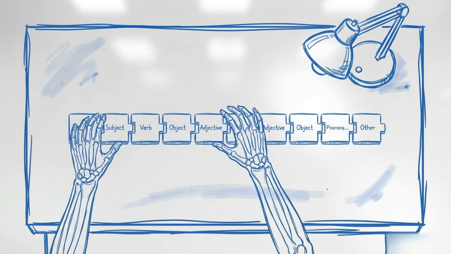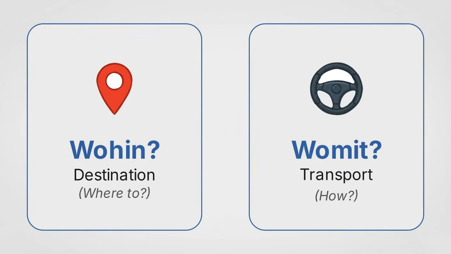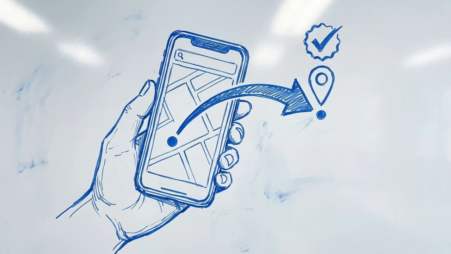By the end of this video, you will have a formula to construct sentences that answer two practical questions. Wohin gehst du? Where are you going? And womit fährst du? How are you getting there? The engine that controls all of these travel sentences is the dative case, or dative. Mastering this application of the dative case allows you to communicate travel plans with grammatical accuracy.